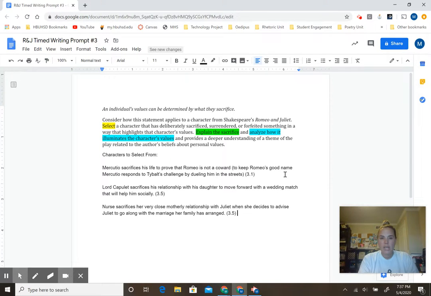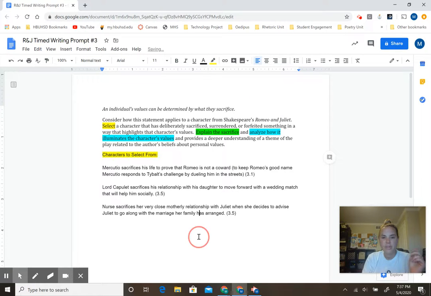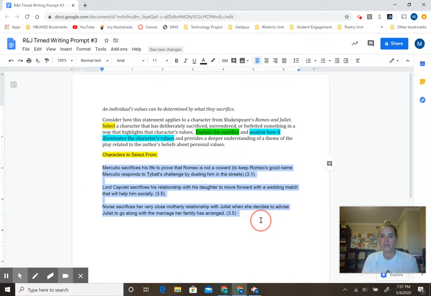So, okay, what have we done here? The yellow part tells us to select characters, so this would be a list of characters. And then here are attempts to explain sacrifices.